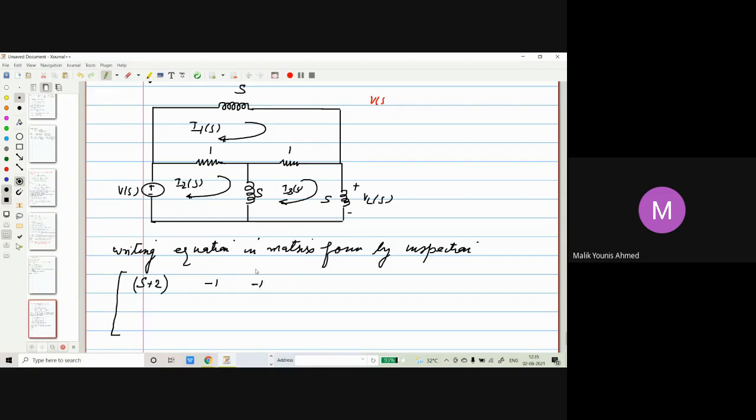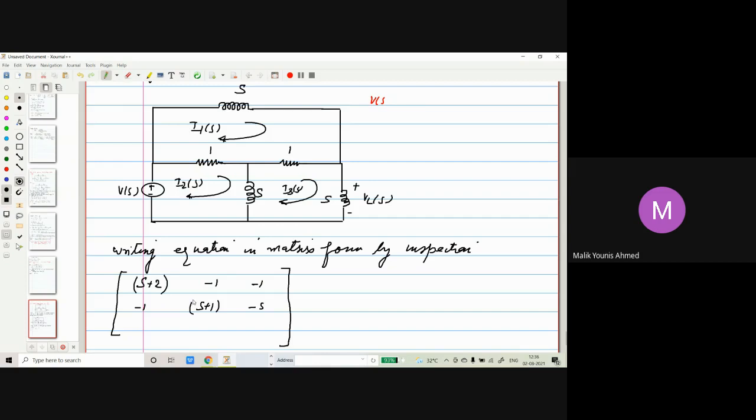Okay, now the second loop. R21, R22 and R23. Between 2 and 1, what is common? Again the same, minus 1. And R22, all the elements of loop 2, is s plus 1. So we'll write down s plus 1 here. R23, between 2 and 3, common is minus s.